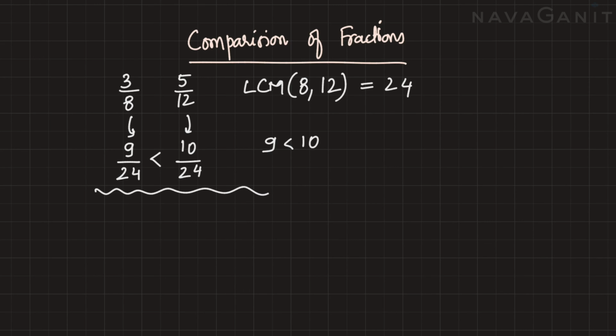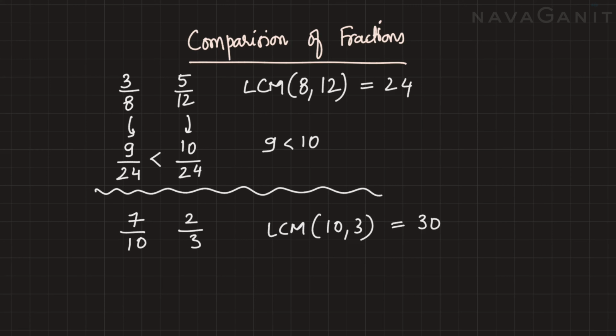Let us take up another example. Say I need to compare 7 by 10 and 2 by 3. So what is the first step? I'll first try to find out the LCM of 10 and 3. The LCM is 30. Then I'll try to rewrite 7 by 10 so that the denominator is 30 for both.